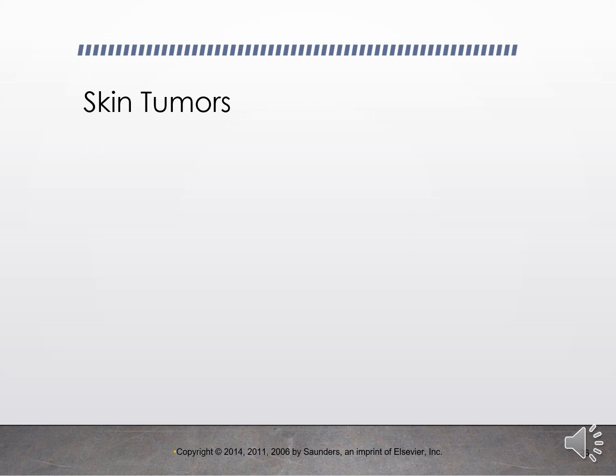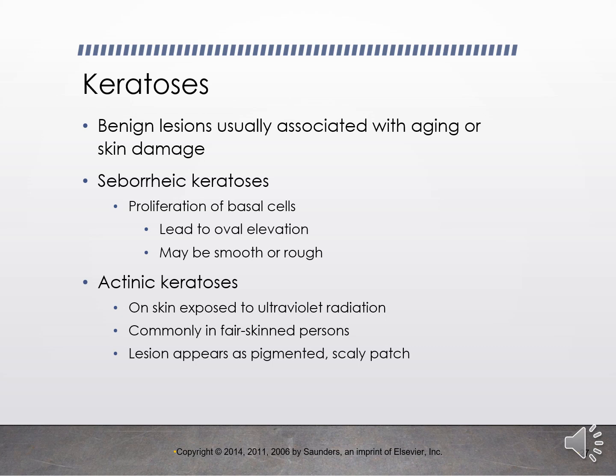So let's talk about skin tumors and hopefully we will stop itching, right? So first we have keratoses. These are benign lesions. Benign means non-cancerous. They're usually related to aging or skin damage. Seborrheic keratoses lead to an oval lesion that can be smooth or rough. They're usually dark in color. This is usually found on the face or upper trunk.